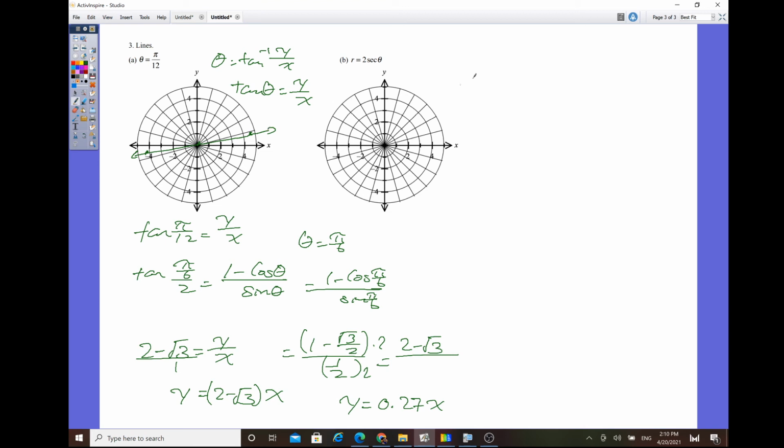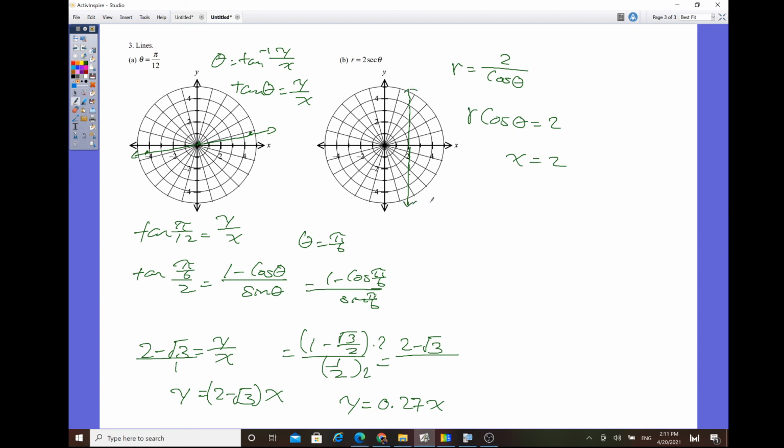And then the other one here, r equals 2 secant theta. Again, rewrite it. Secant is 1 over cosine of theta. And then what we can do is cross multiply. So r cosine theta equals 2. That means x equals 2. So x equals 2, that's just what? It's a vertical straight line, 2 units to the right.